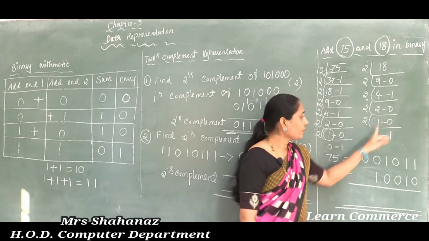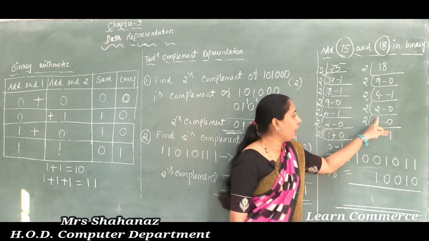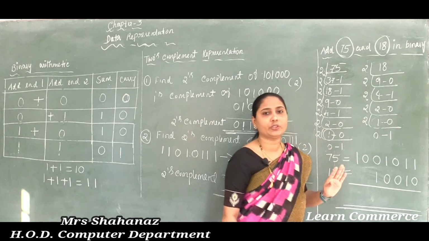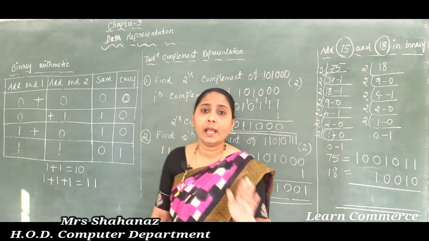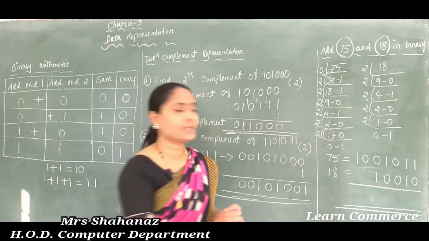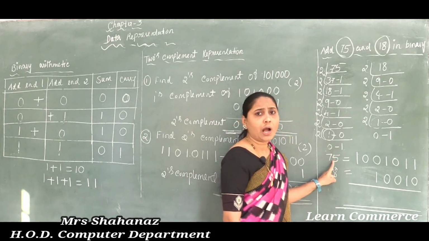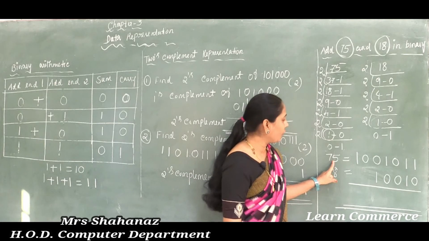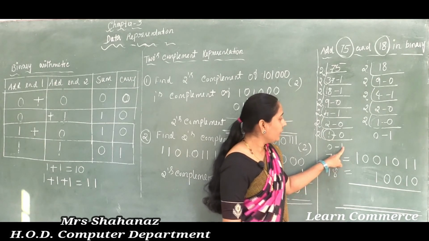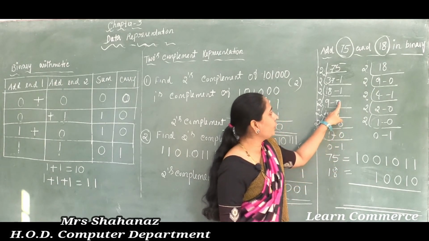So we need to take the 0, and whatever the quotient value is there, we need to take it on our side as the remainder. Clear this point here? As the remainder. Now as we know, how I am going to take this 75 value, I am taking it as 1 0 0 1 0 1 1.